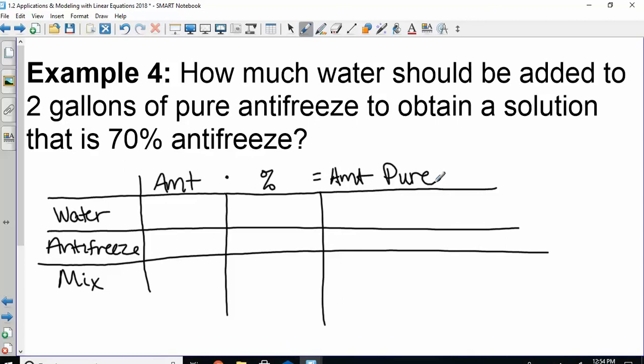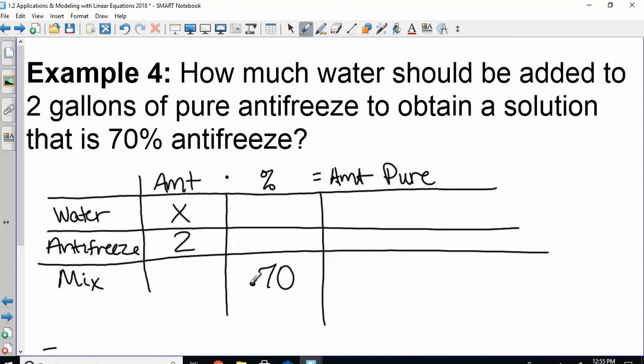So now, we just have to read the problem and figure out where these numbers go. First thing I said was how much water. So I do not know how much water I have. So what would my amount of water be? X. Should be added to 2 gallons of pure antifreeze. So my amount of antifreeze was 2. To obtain a solution that is 70% antifreeze. So my final mix, what's my percent? If you put a percent in a problem, what should you change it to?